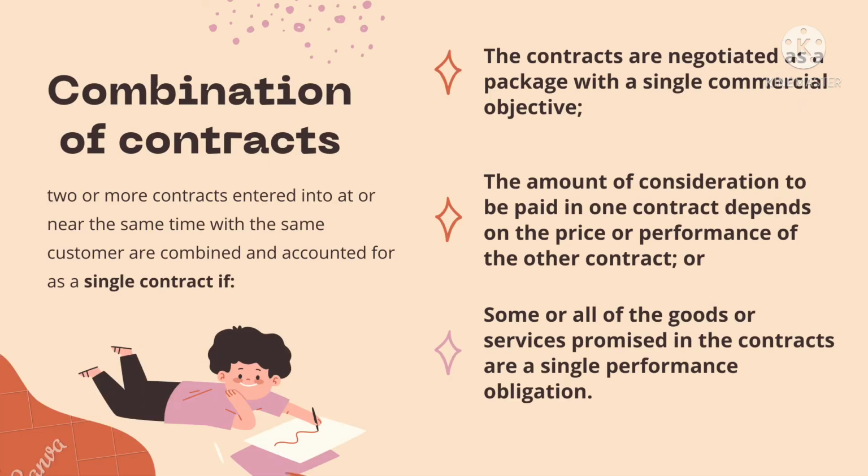Two or more contracts entered into at or near the same time with the same customer or related parties of the customer are combined and accounted for as a single contract if, first, the contracts are negotiated as a package with a single commercial objective. Second, the amount of consideration to be paid in one contract depends on the price or performance of the other contract. Last, some of or all of the goods or services promised in the contracts are a single performance obligation.